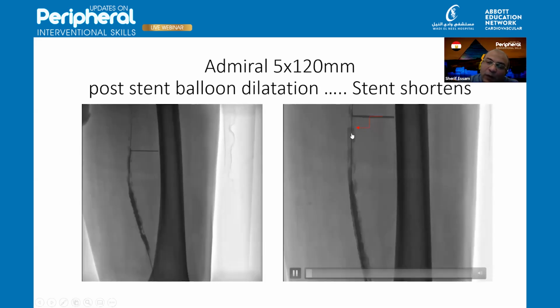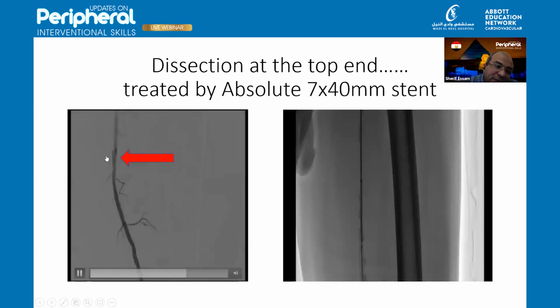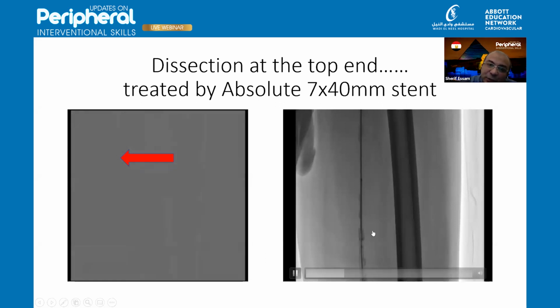Proper vessel preparation will prevent incomplete deployment. And in case of incomplete deployment and post-stent dilatation, this will lead to stent shortening. So the stent shortened and went down. And what happened after stent shortening, as you can see in here, is this very ugly dissection at the top end of the stent. After the post-stent dilatation and stent shortening, we discovered a very nasty dissection in here. For this dissection, we just used a nitinol Absolute 7x40 stent just to hold this dissected area.